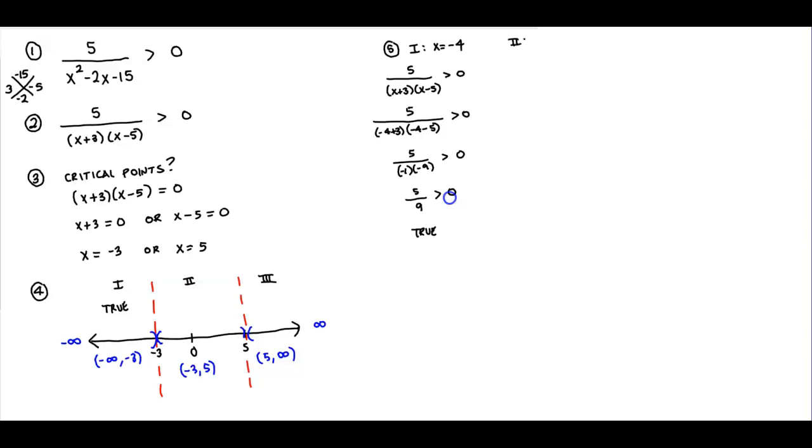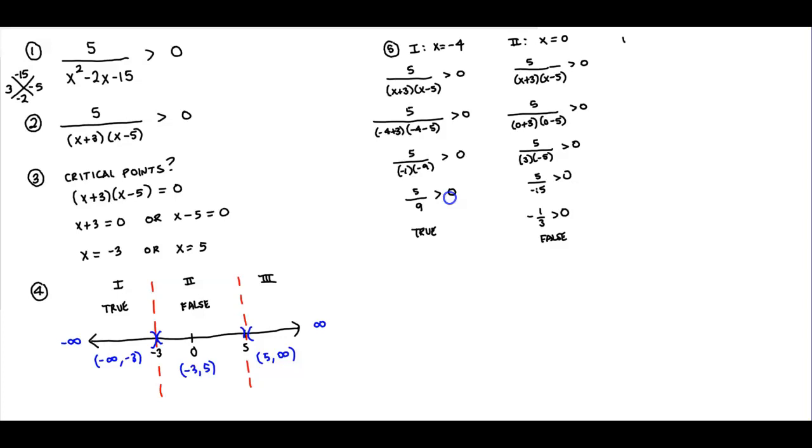Okay, now let's go to region number 2. We can pick the value of 0. Again, using the inequality expression, 5 over x plus 3 times x minus 5 is greater than 0. So we have 5 over 0 plus 3 times 0 minus 5. That tells us that we have 5 over 3 times negative 5, which is 5 over negative 15, which reduces to negative 1/3. Negative 1/3 is not greater than 0, so that is false.